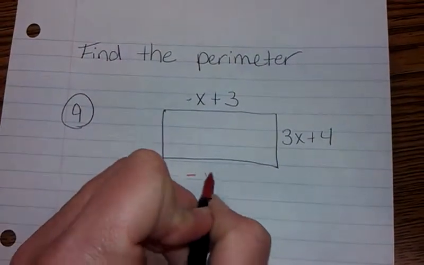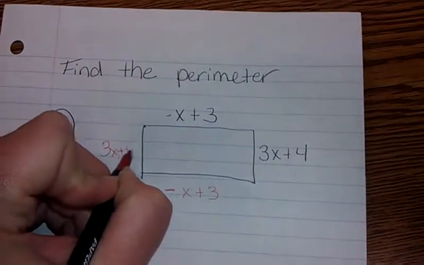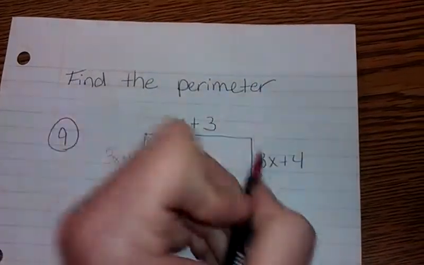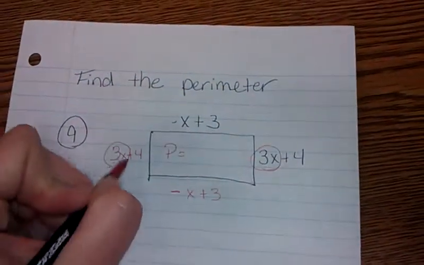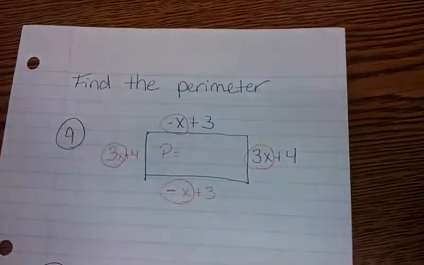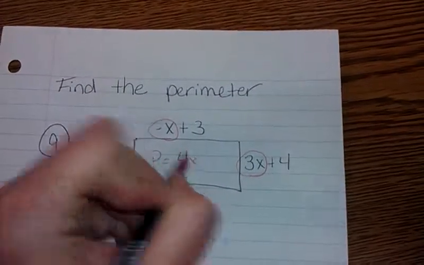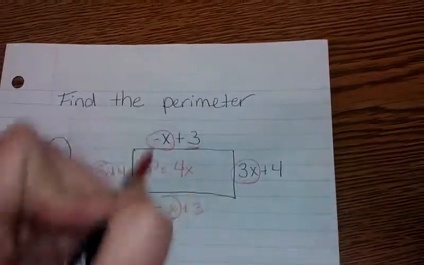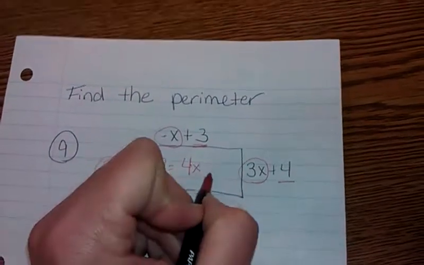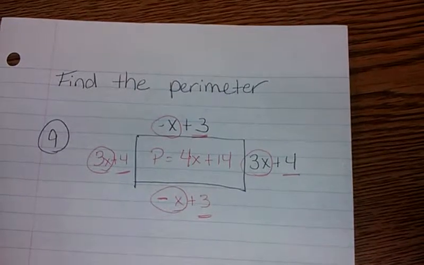You should have labeled negative x plus 3 here and 3x plus 4 here. Now my perimeter, I add up all my x's. 3 plus 3 is 6, minus 1 and minus 1. 6 minus 1 is 5, minus 1 more is 4x. 3 plus 3 is 6, that's 10, and that's 14. There's my perimeter.